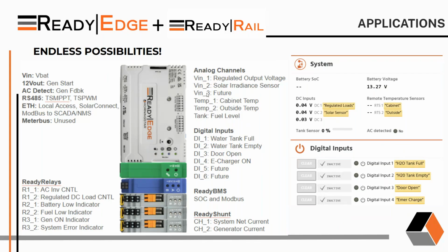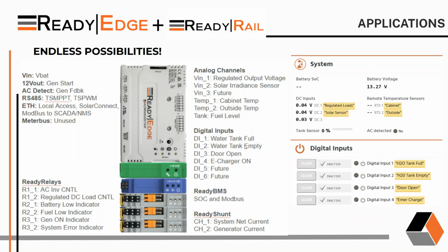Maybe we're not using the third one right now. We're going to do a couple of temperatures, the cabinet temp and the outside temp. We get the battery temp from our connected controllers and, in this case, from the BMS itself. We have a tank fuel level, and then we have a water pumping system. So we're going to have a water tank full and a water tank empty that we're going to use to control when to turn on that system.